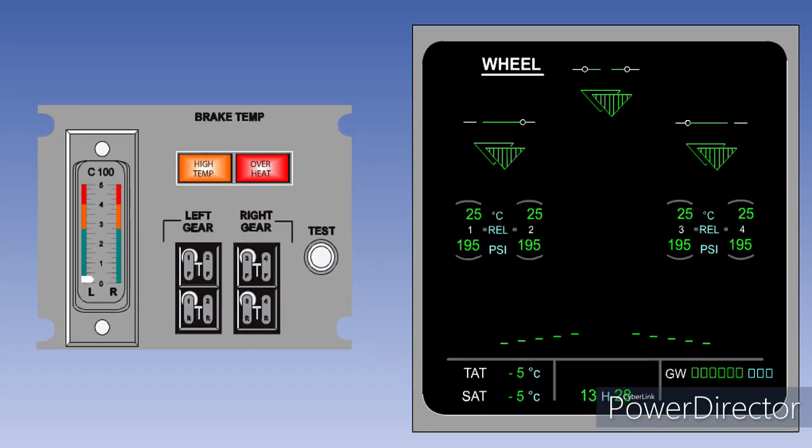Many aircraft are fitted with brake temperature indicators. Older aircraft have electromechanical indicators, while on more modern aircraft, the temperatures can be displayed on one of the electronic display screens. Sensors are arranged to sample the temperature of the brakes of each individual wheel, and their output is sent to the indicator panel.